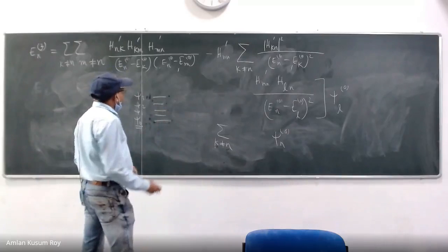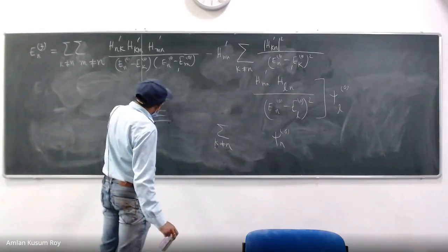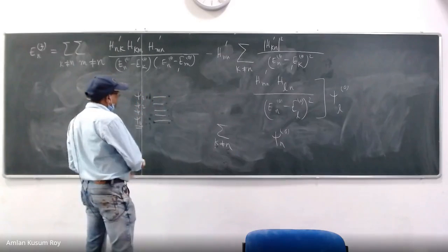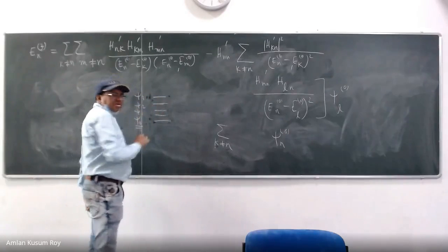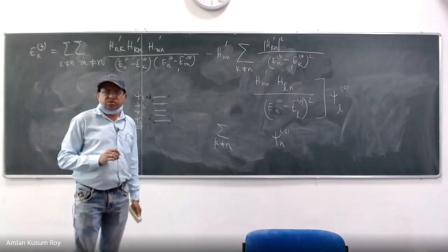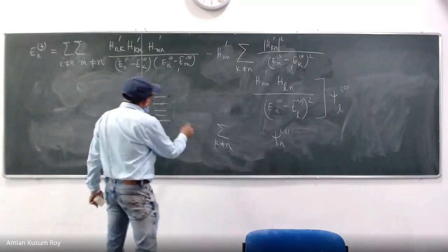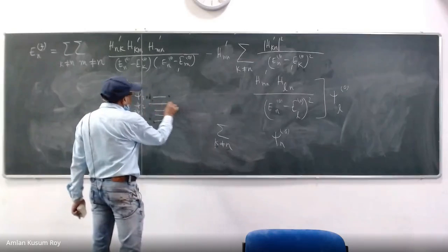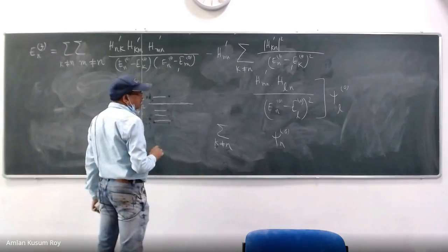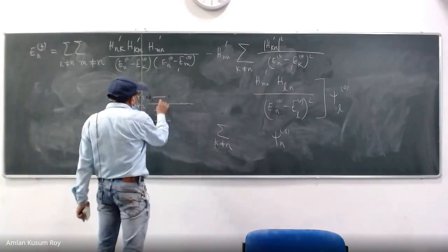But now suppose I want to apply the perturbation theory in this state also. So what will be my k? My n is now 2. This is my n. And k's are the rest of the states. k can take all the values except this one.